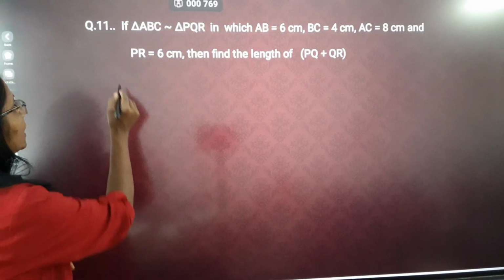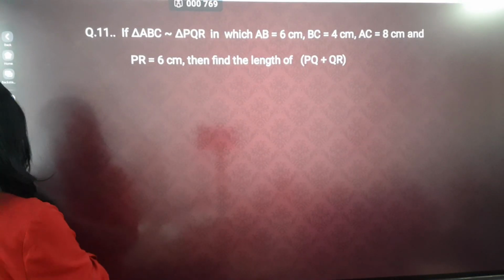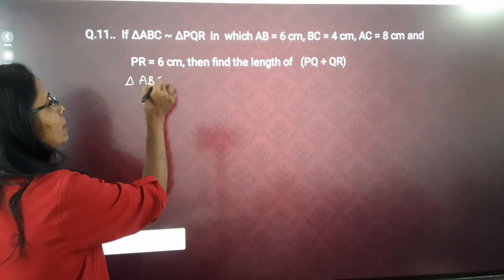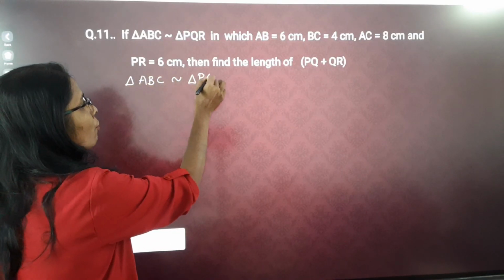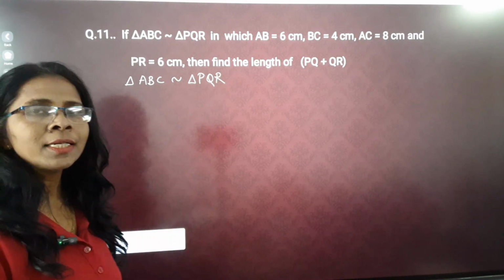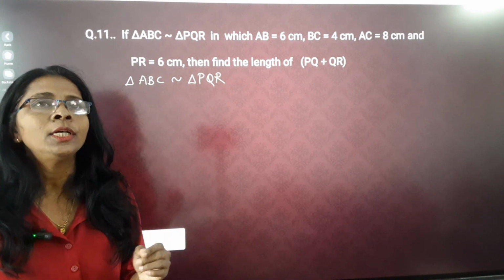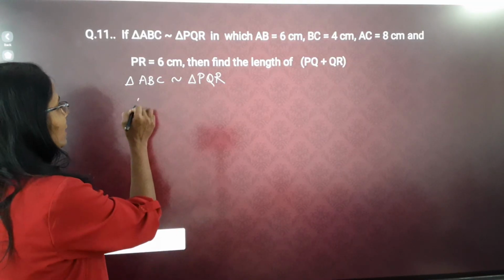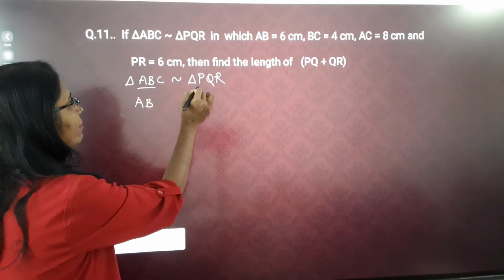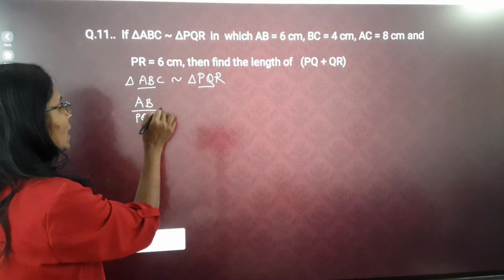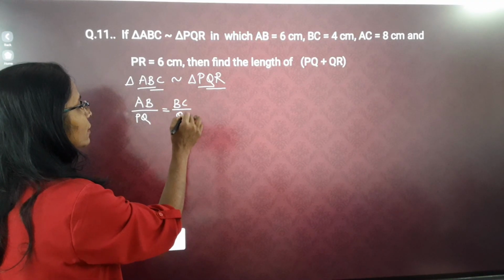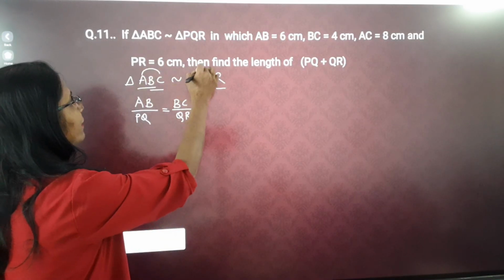So that's why here we write that triangle ABC is similar to triangle PQR. Now, as the triangles are similar to each other, their side ratios are equal. That means AB divided by PQ is equal to BC divided by QR, and AC divided by PR.